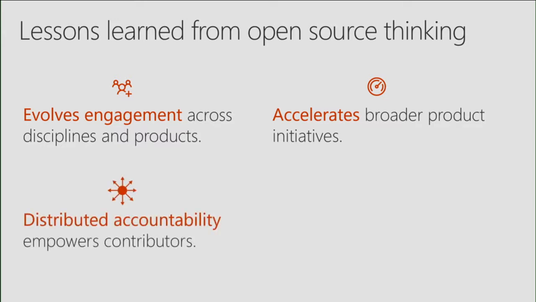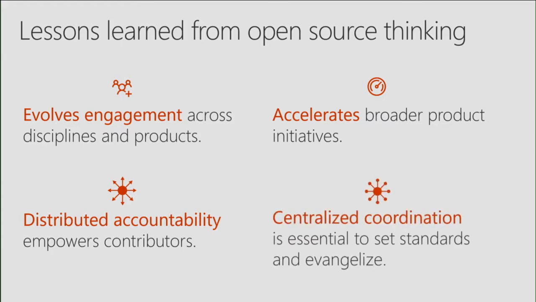And third is the idea of distributed accountability and how it empowers contributors. Fabric was really born out of a shift of culture and not a top-down strategy, and it's not owned by any single organization. Every contributor is accountable for its success, and it reflects a grassroots, open source way of thinking. And finally, is the idea that even with this distributed accountability, some coordination and some centralization is still really important to keep a high quality bar.